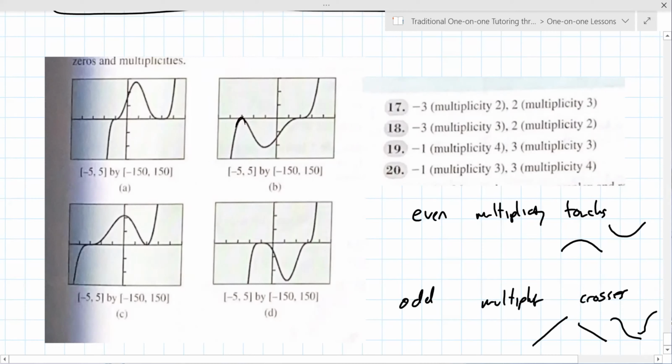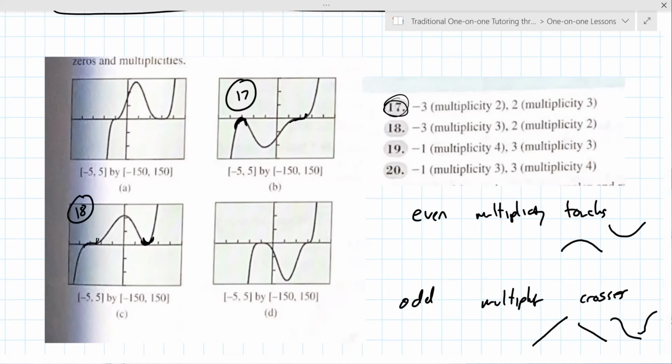Which one are we looking at? 17. Okay. It touches at -3. Yes, do you see that? And then at 2 it has a multiplicity of 3, so it crosses. Do you see how it crosses right here? Yeah. So this is 17. Now let's look at 18. At -3, it is a multiplicity of 3. That means it crosses at -3. So see how this one crosses here? And then at 2, it is a multiplicity of 2, so it touches there at 2. That's why it's 18. So see if you can figure out which one is 19, and then obviously the other one will be 20.